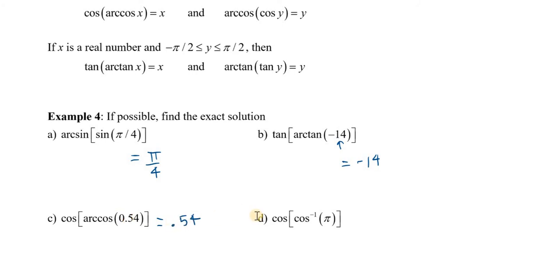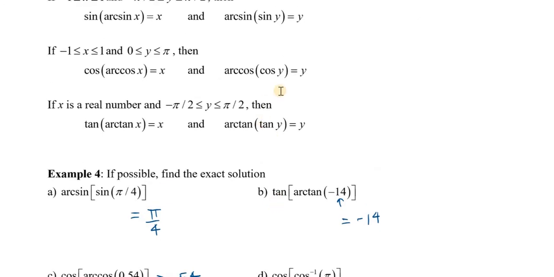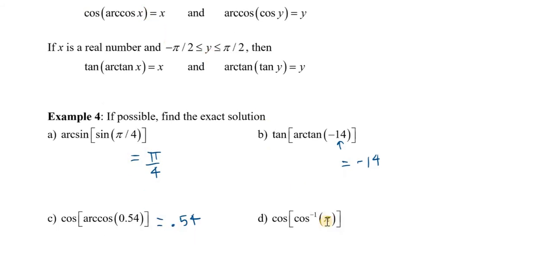Let's look at example D, the cosine of the inverse cosine of pi. So using our cosine rules again, here we need to know, is our value of x between -1 and 1? Well, no, it's not, because pi is greater than 1. So this is undefined because it's not between -1 and 1. So therefore, our answer is does not exist.